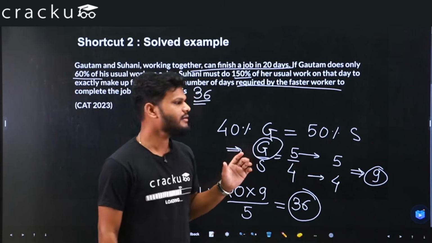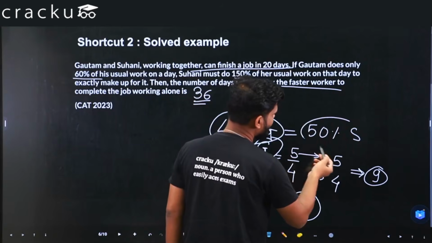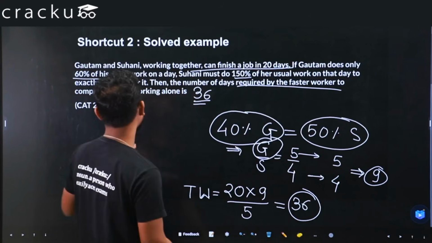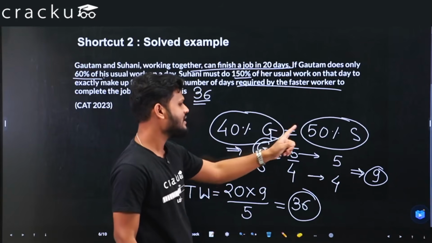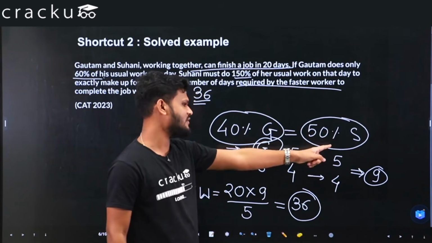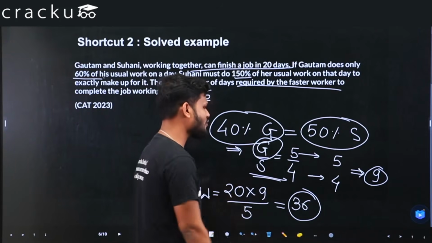What did we do here? We equated the deficit of Gautam to the surplus of Suhani. So the deficit of Gautam was 40% because he was working only 60% of his efficiency, which was equal to the 50% surplus of Suhani because she was working at 150%. By that we got the ratio of efficiency.